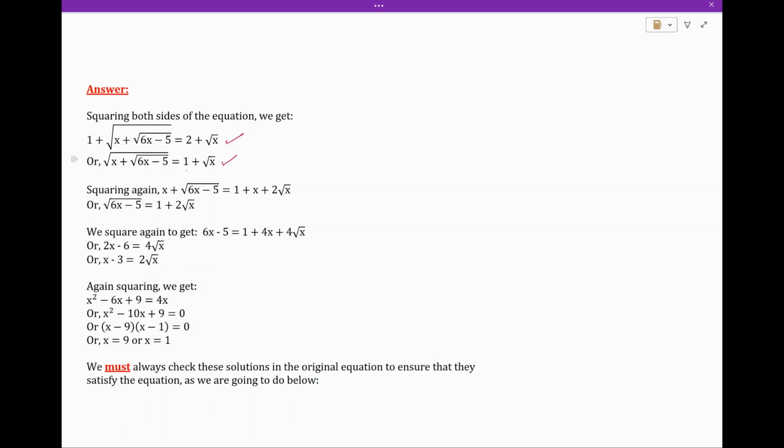Again, squaring both sides, we get x plus square root of 6x minus 5 is equal to 1 plus x plus 2 square root of x. The right hand side, we observe, is the square of 1 plus root x. Again, rearranging terms, we get square root of 6x minus 5 is equal to 1 plus square root of x multiplied by 2.